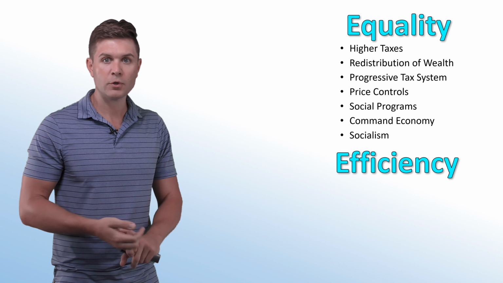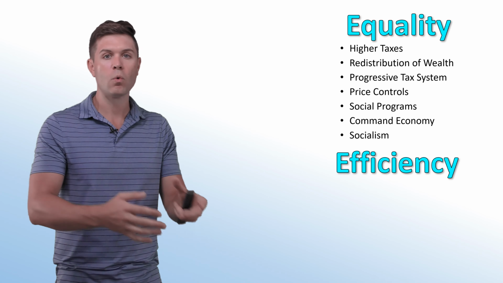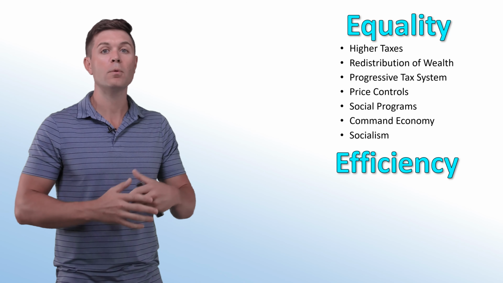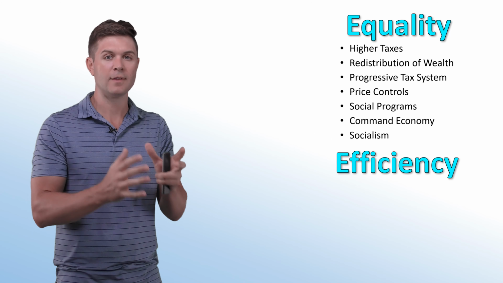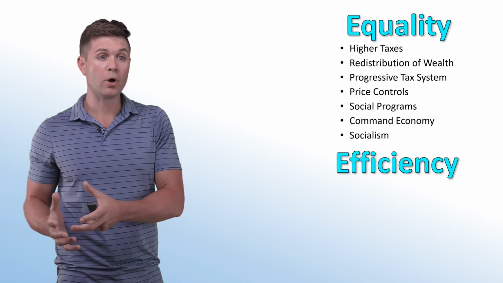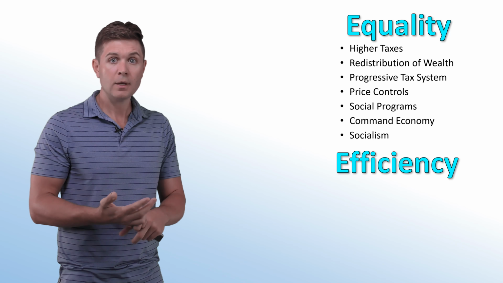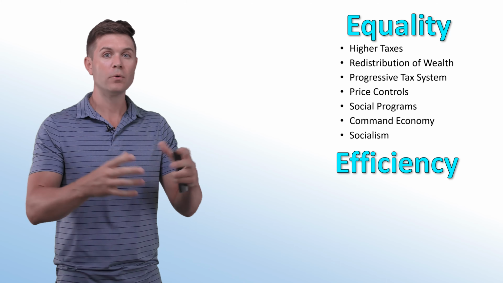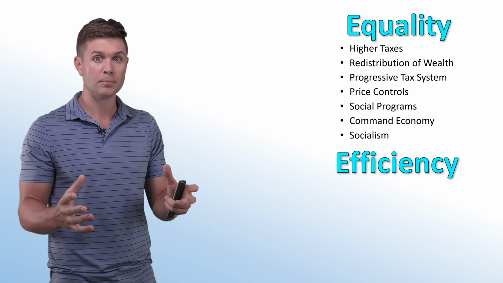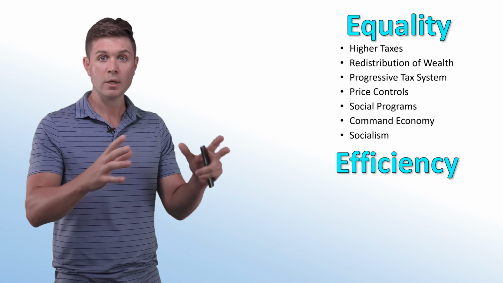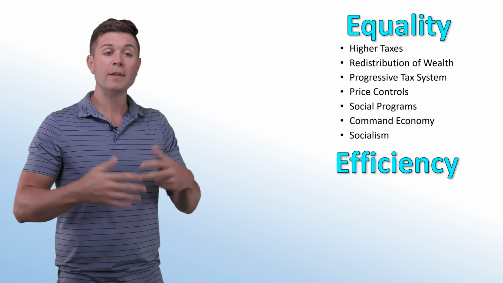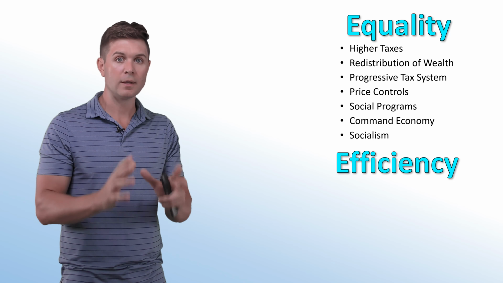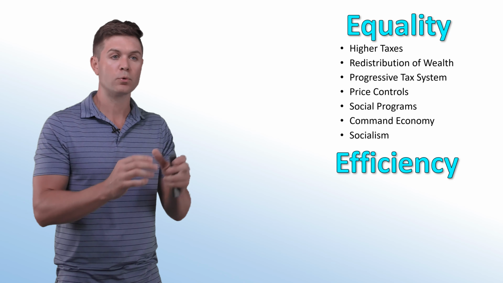Social programs, your social welfare, unemployment, or Head Start school programs. These are things to help promote equality, to give access to things that less fortunate people don't always have. A command economy. So this is when the government decides who should be getting what and how the allocation of resources should be taking place. Usually its goals are to improve equality in a country. And then socialism. Not saying these are good or bad things, but they're just instances that try to improve equality.